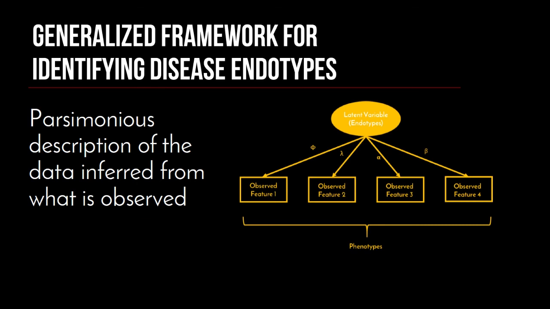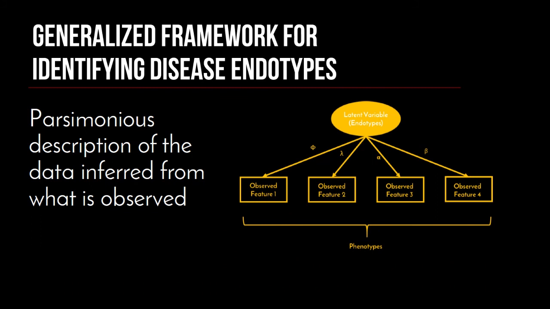The generalized framework we use for endotype discovery, at least in the examples I present, is latent variable modeling. With latent variable modeling, we have some phenotypes, or things that we observe, which are different features. And we want to infer some sort of latent variable or parsimonious description of those observed features. That latent variable could be something discrete. Those different features can have different weights of importance for inferring that. And this is generally the framework we use.